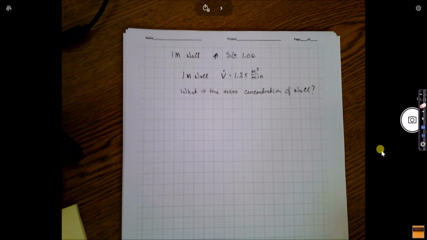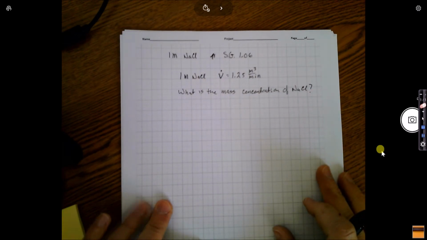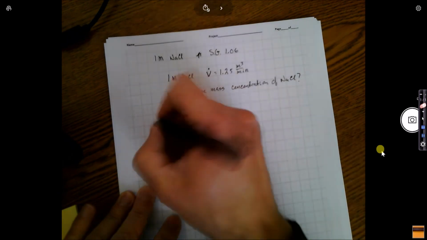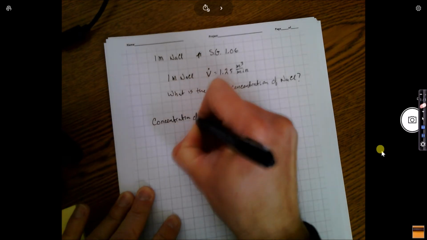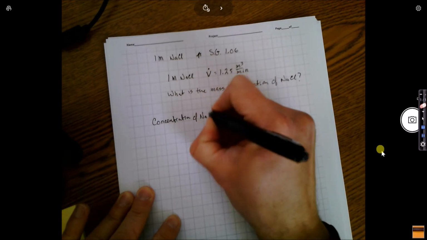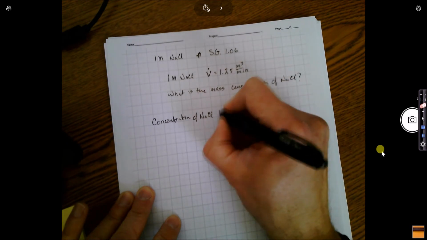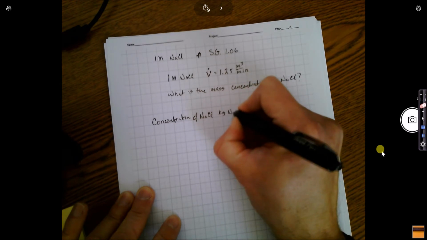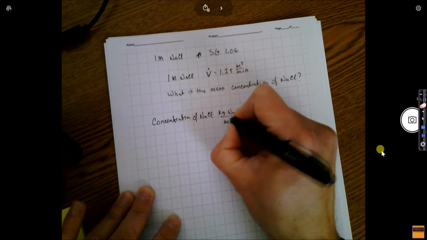And so we probably want to start with figuring this out. I'm pausing too much, I think. So we want to know the concentration of sodium chloride, and we want to know that in terms of kilograms in a cubic meter. Okay.